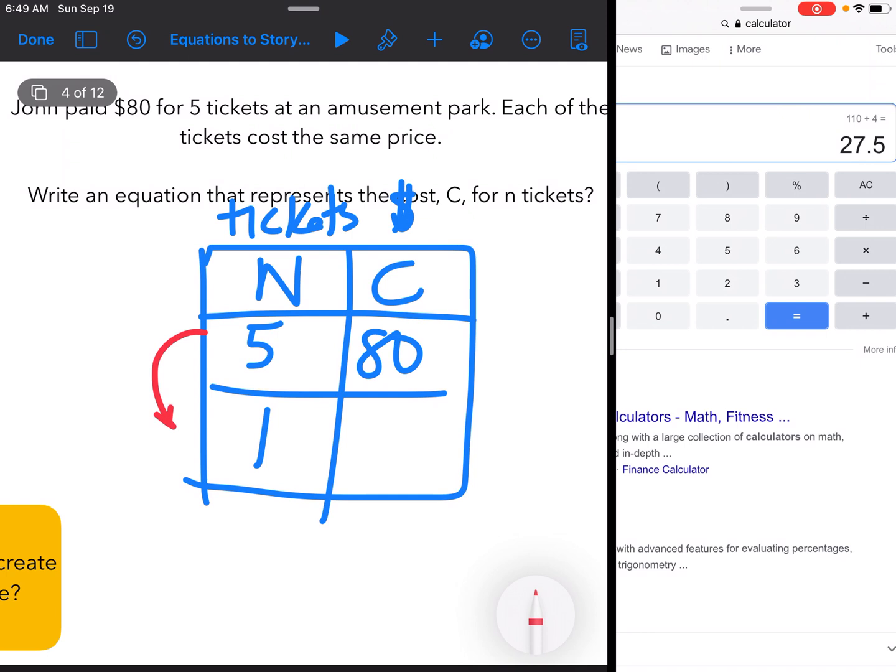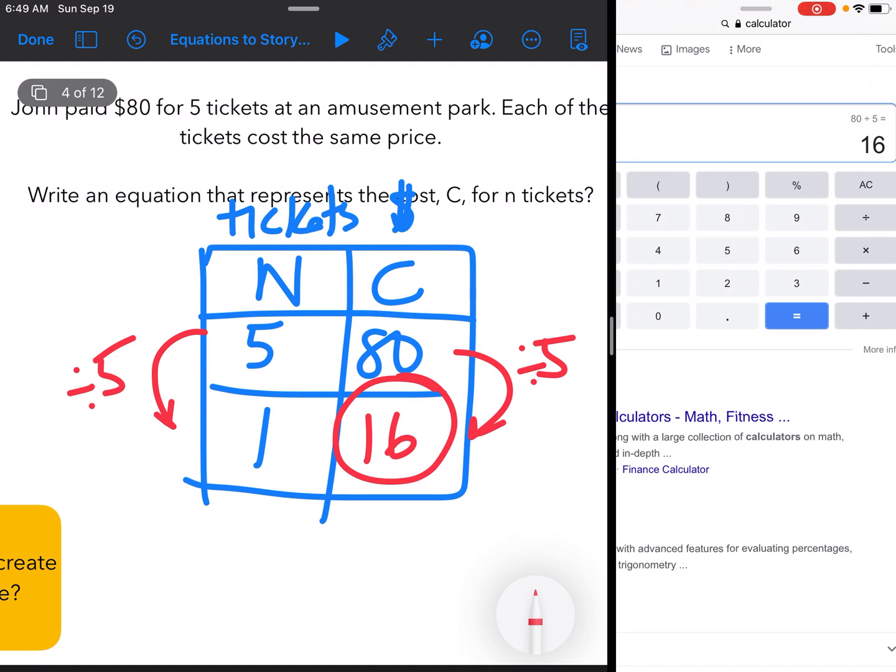I'm going to divide by 5, because 5 divided by 5 is 1. 80 divided by 5 is 16. So I know the cost for 1 ticket is $16. So 16 times the number of tickets is going to give me the cost, because 16 times 5 is going to be 80. So 16N equals C.